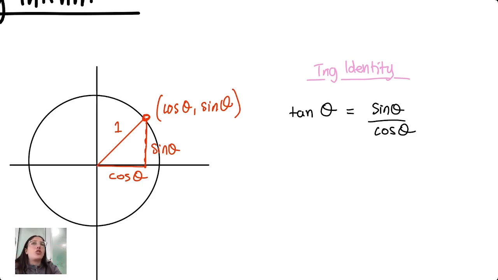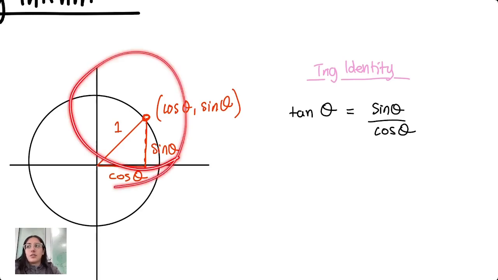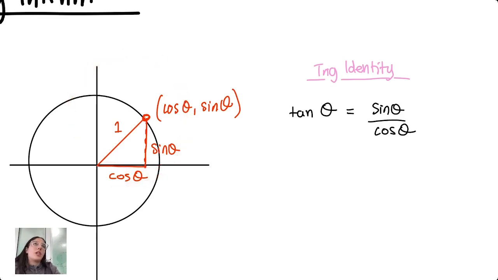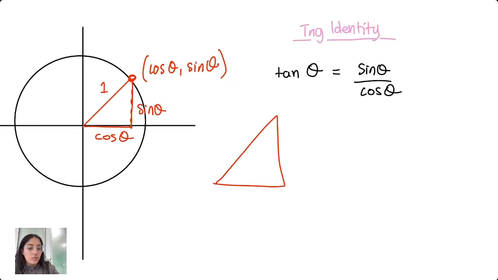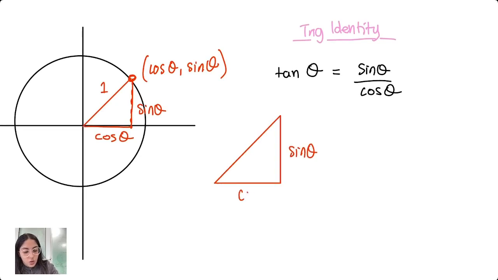It's just a rule that is geometrically true. And we know it's always true, not because we've tested it for every value of theta, but because geometrically it just makes sense. It makes sense based on all the math we know. So we know it's true. The second one is, if I just extract that triangle, this is sine theta, this is cos theta, and this is 1.